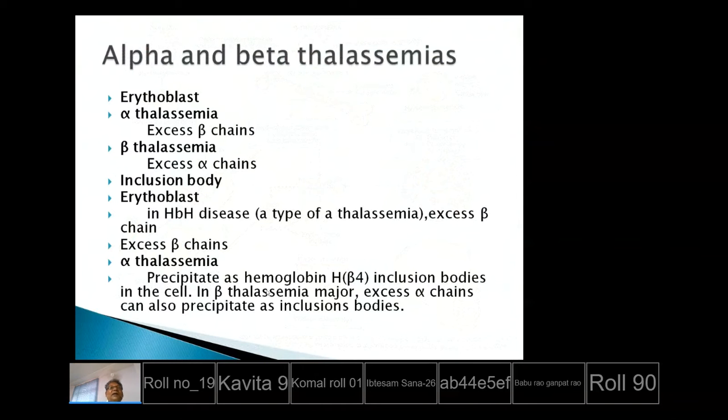Alpha and beta thalassemia, in the erythroblast: in alpha thalassemia, there is excess of beta chain. In beta thalassemia, excess of alpha chain. And there are inclusion bodies in the erythroblast. In HbH disease, a type of thalassemia, there is excess beta chain. In alpha thalassemia, it precipitates as hemoglobin H, B4 inclusion bodies in the cell. In beta thalassemia major, excess alpha chain can also precipitate as inclusion bodies.